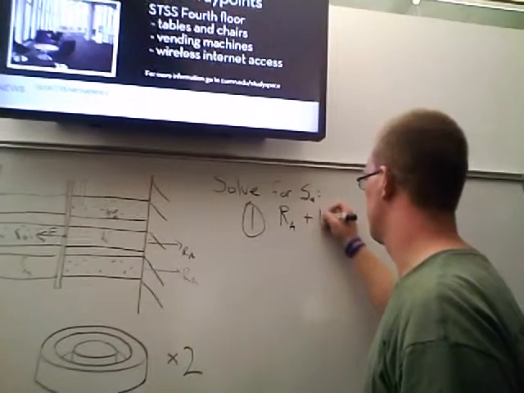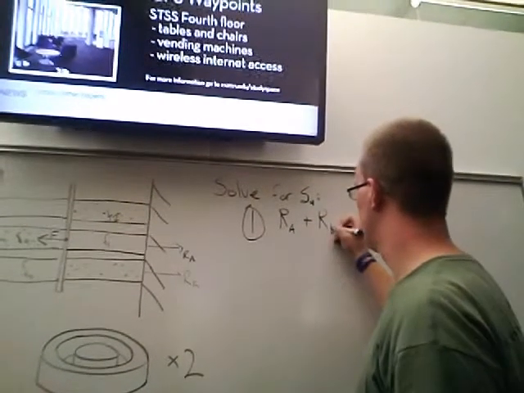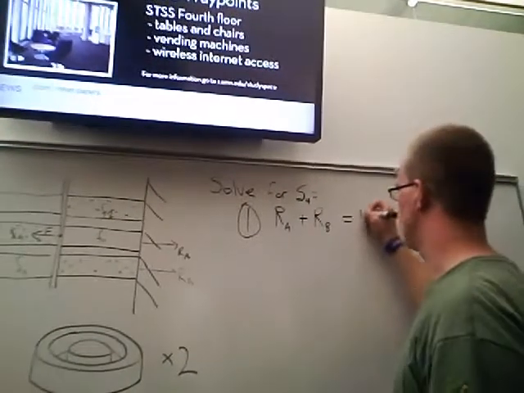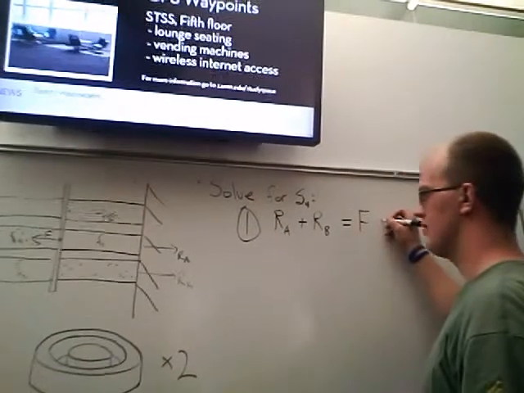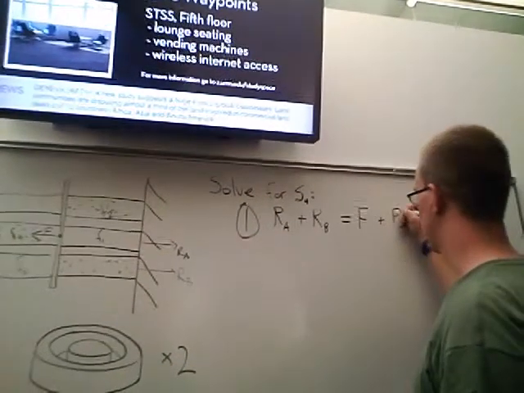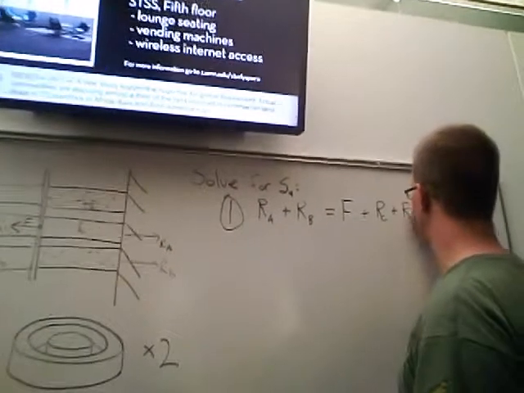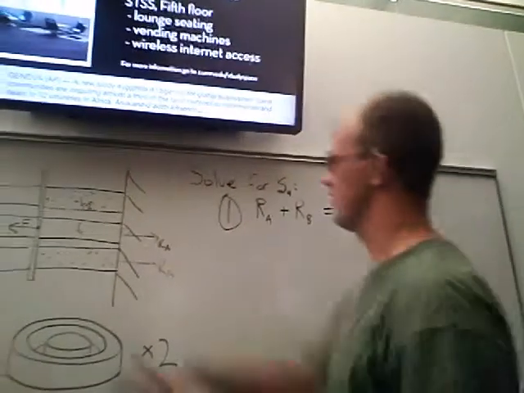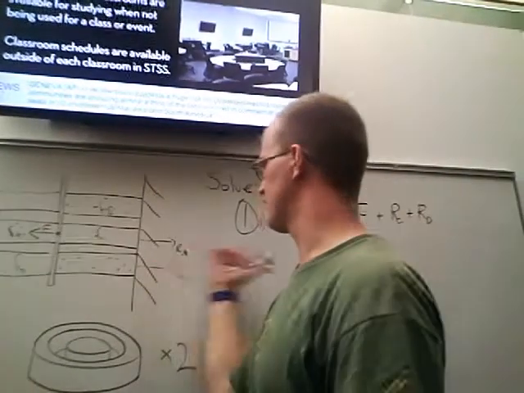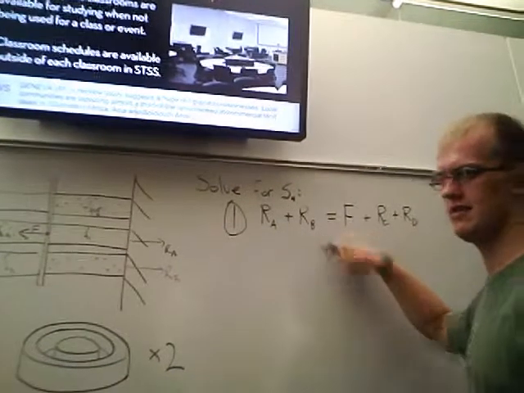Anyway, so for our first equation, we know that RA plus RB is equal to F plus RC plus RD. So that's the sum of forces. These forces are going right, these forces are going left. They offset each other. That's our first equation.